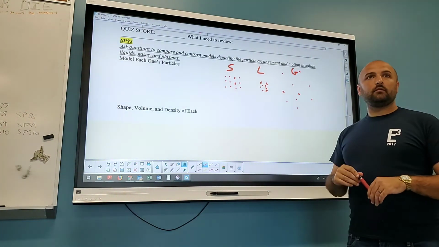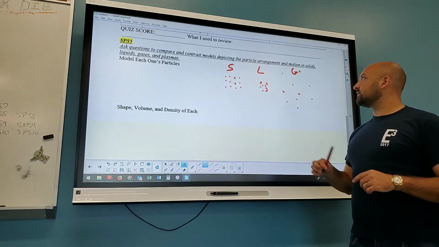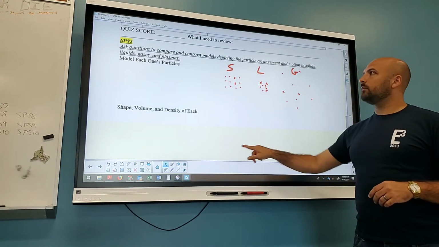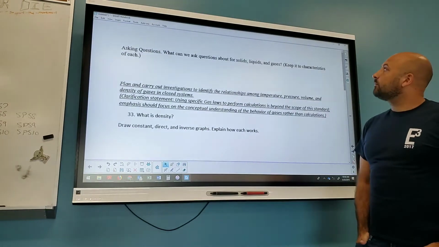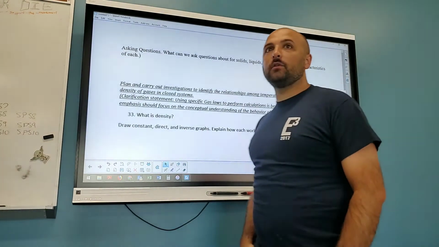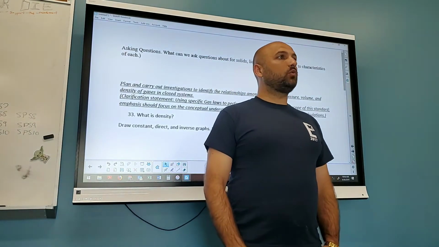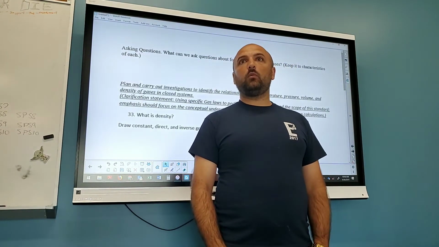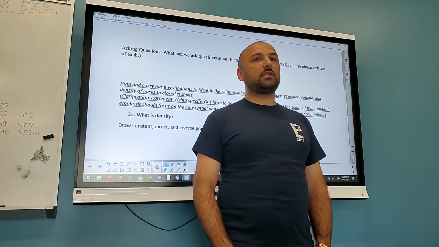Solid, less dense? Least dense, I should say, is gas. And then liquid's right in the middle. Okay? All right. Asking questions. What questions can we ask about solids, liquids, and gases? Keep it to characteristics. We can ask which one is more orderly, right? We can ask how much energy it takes to move from one to the other.